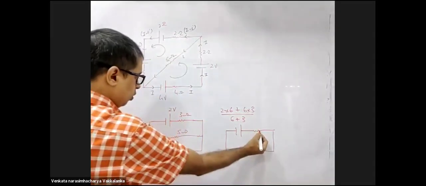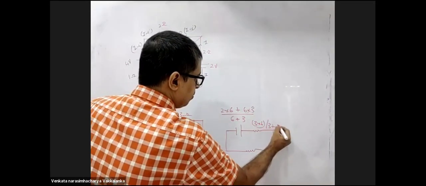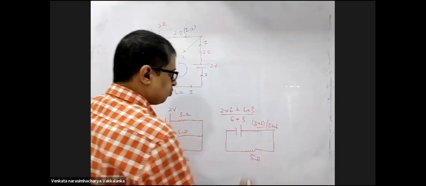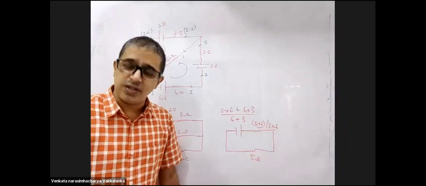This is R1 R2 upon R1 plus R2. 3 into 6 divided by 3 plus 6. This is 2 ohms. Can you find out the current in the 5 ohm resistance now?